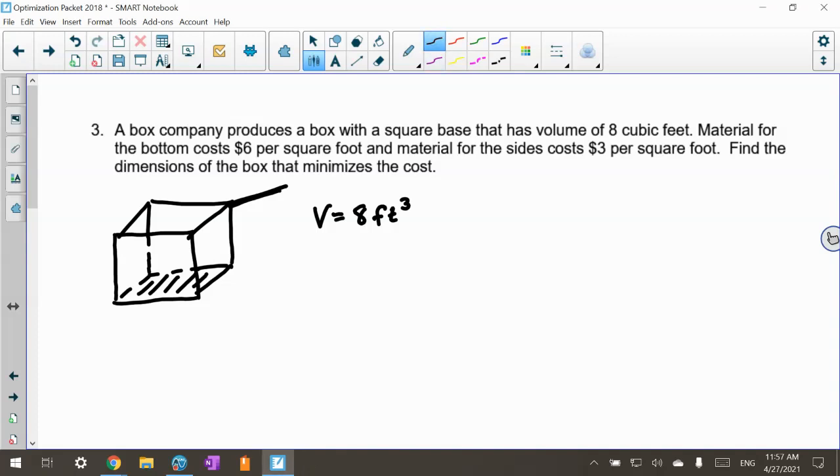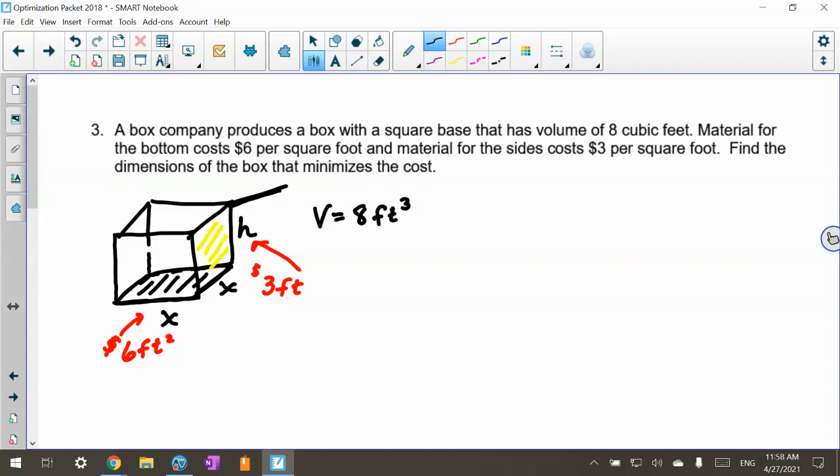So first of all, before I do that, I'm going to call this x by x because I did say that the base was square. And now they're going to say it's going to cost $6 per square foot to do the bottom. Once I find the area, I can multiply it by 6 and that'll tell me the cost. And the materials for the sides cost $3. So here the sides are going to be $3 per square foot. And the only other difference is they didn't say anything about the height, so I'm just going to call it h. Like right here is the side of one of the boxes.